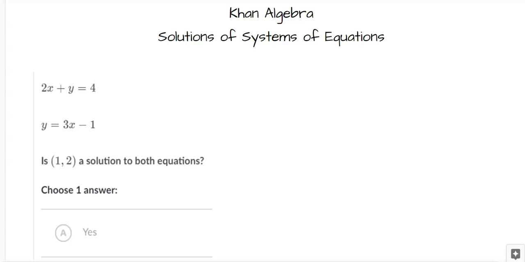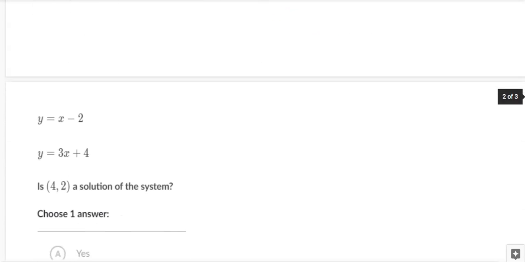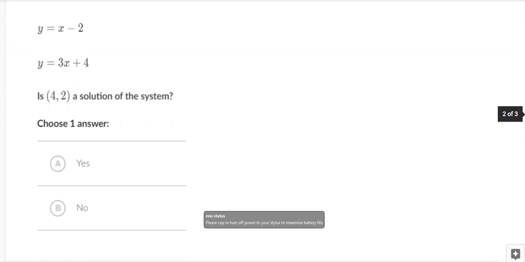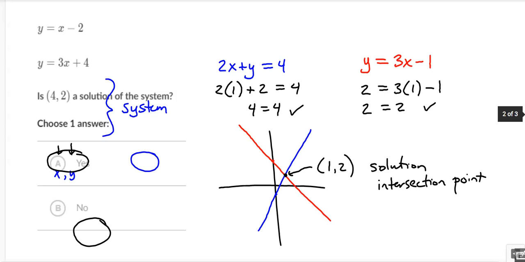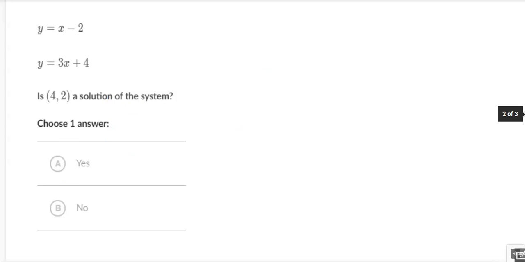All right, moving down, I got another example here. So we have this example. Let's test this one out. So first equation, y equals x minus 2. I'm going to substitute 4 in for x and 2 in for y. So I have 2 equals 4 minus 2. That checks out. That's a true statement.